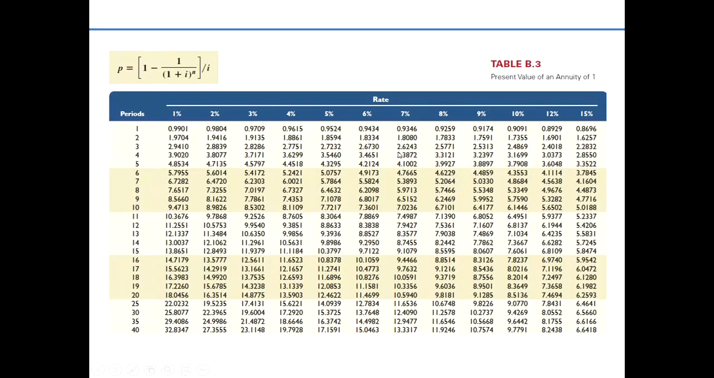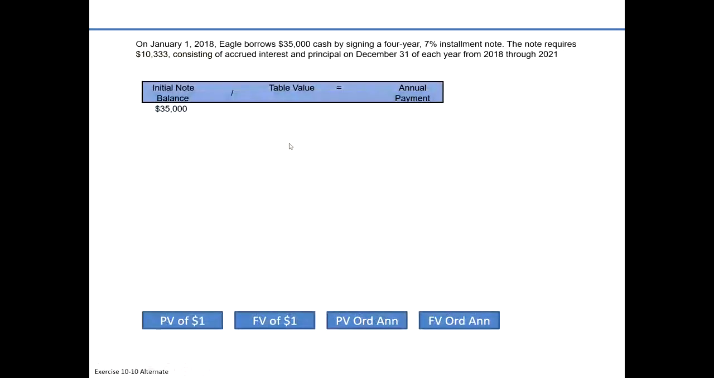And then I'm going to keep going down. The rows correspond to periods of time. Since this is a 4-year installment note, I'm going to use row 4, keep going over until I intersect with my interest rate of 7, and my present value of ordinary annuity factor that I'm going to use is 3.3872. Again, let me go back. If I divide that present value of ordinary annuity factor into the principal of $35,000, I come up with the fact that the annual payment is $10,333. Again, if you want to prove it out on your own, that's fine, but they will give you that annual payment on your different problems.